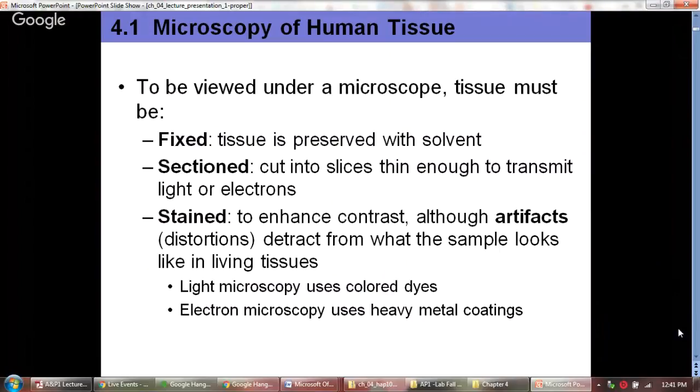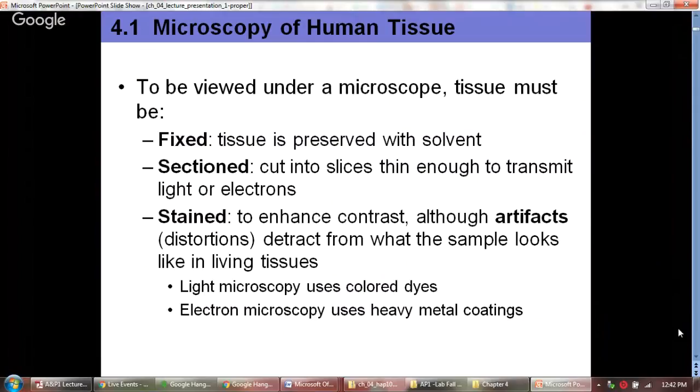To view human tissues, because they are very microscopic structures, you need a microscope, and because there's no color on them, we have to first prepare the tissue in order to view it under the microscope. There are several steps involved in this process, where you first fix the tissues. Fixing means the tissue is preserved with some chemical solvent, and then it's sectioned and cut into slices. By fixing, the tissue gets hardened enough to enable us to cut.